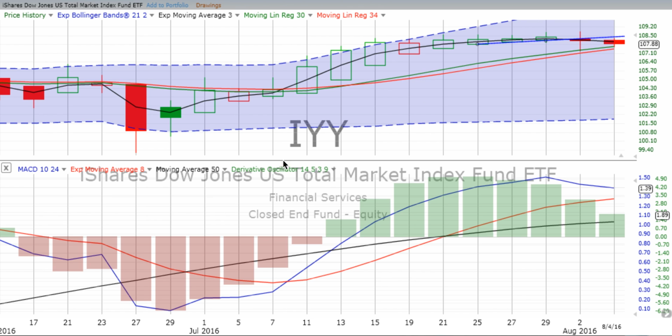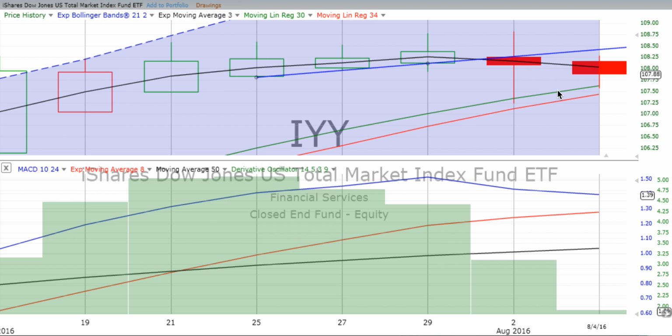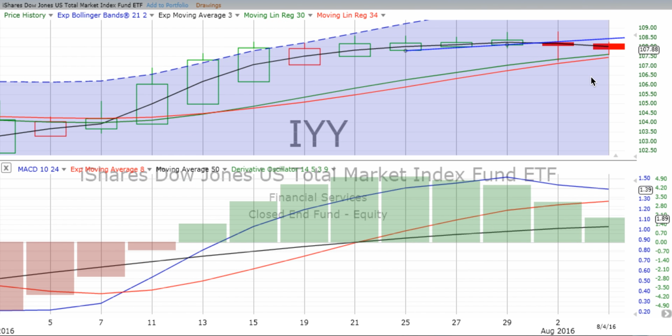We always start with IYY on our 2-day chart. What do we see on that 2-day chart? Well, the market was technically up for the day, 0.06%, so barely up, but technically up. What are we seeing candle-wise? Well, with the indicators overall, we're seeing two down candles.